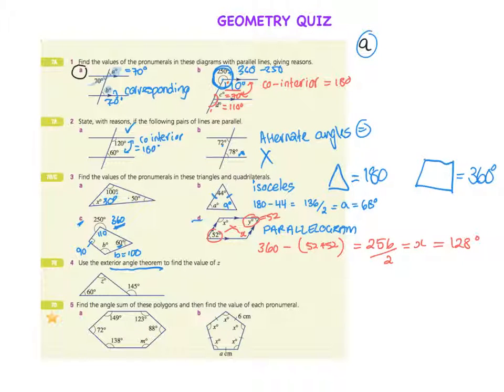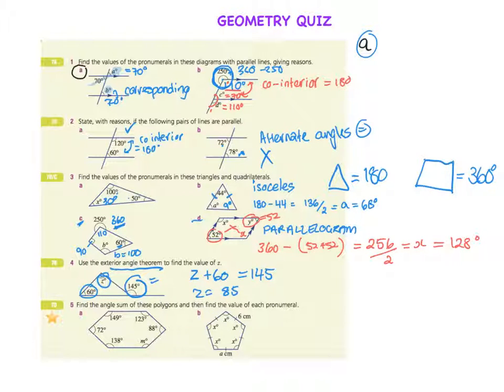Alright, now this one, it says use the exterior angle theorem. If you remember, we said the exterior angle, that's this angle, is equal to the sum of the opposite interior angles. So what they're saying is z plus 60 has to equal 145. What do we have to make z be to get it to 145? 85. Yeah, good, 85. So z equals 85, because if you did 85 plus 60, you'd get 145.